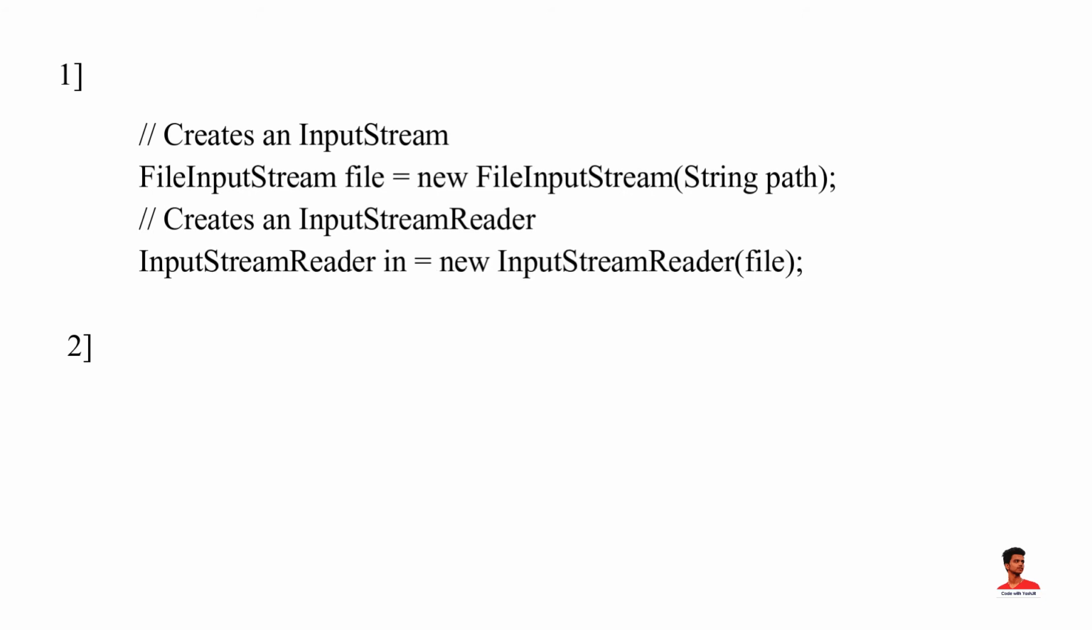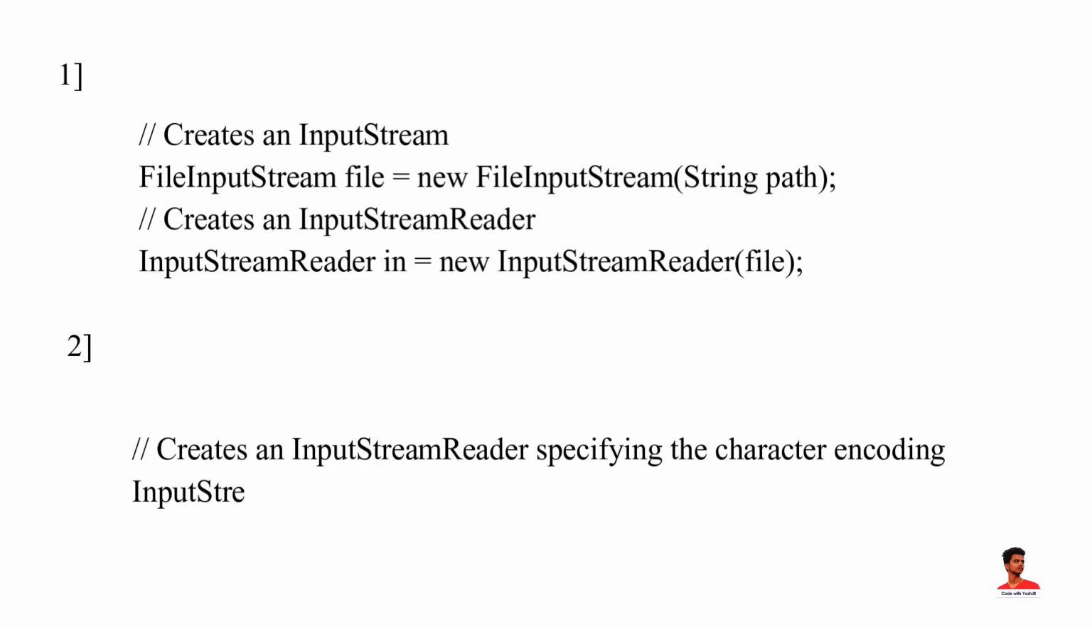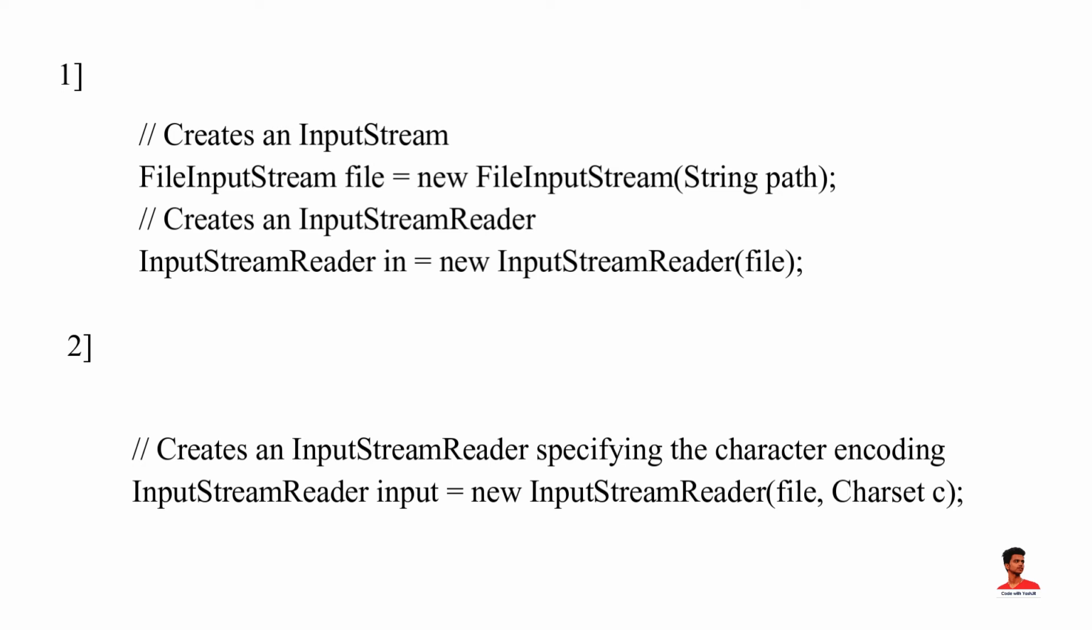Here, we have created an input stream reader named in along with the file input stream named file. Here, the data in the file are stored using some default character encoding. However, we can specify the type of character encoding in the file as well. Here we have used the Charset class to specify the character encoding in the file.